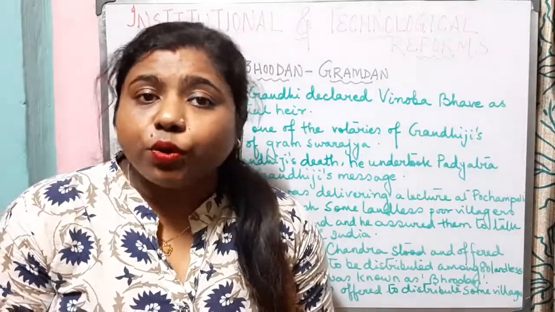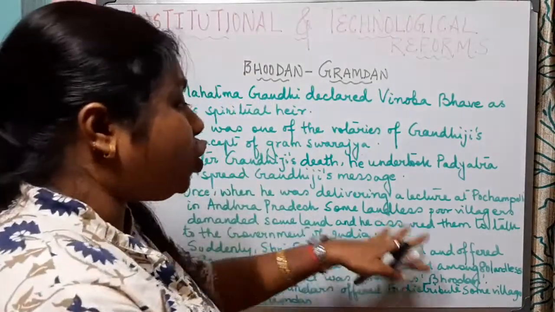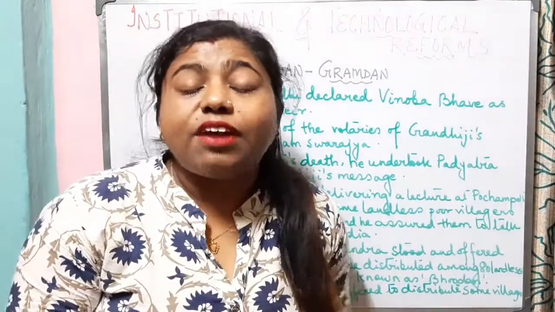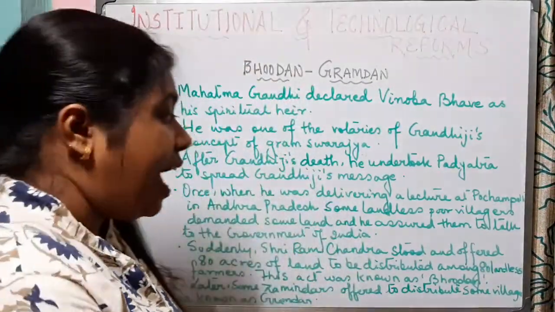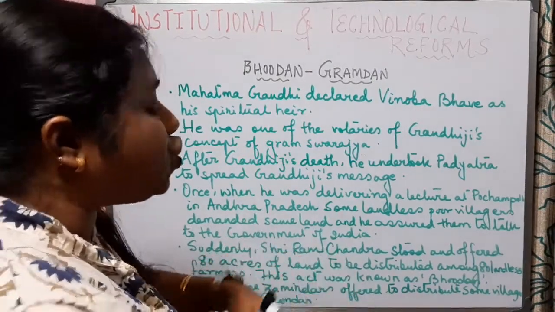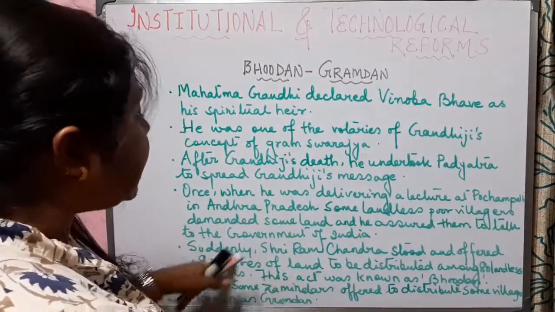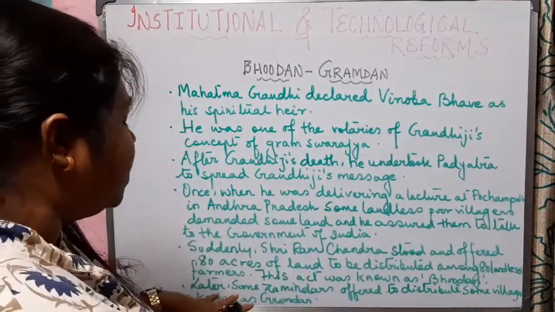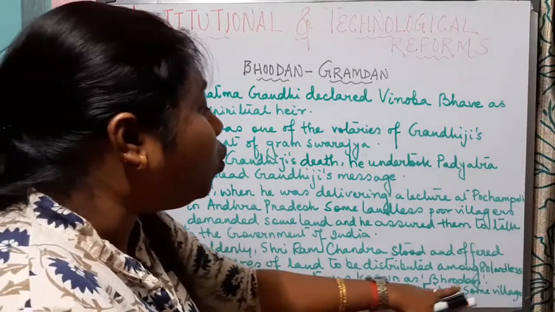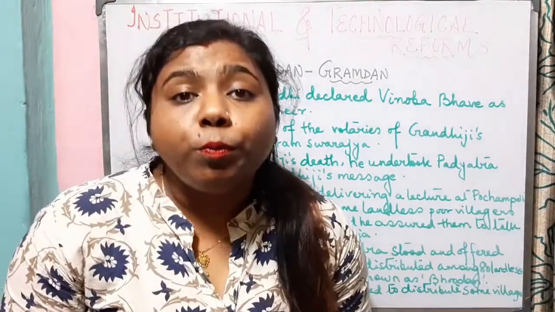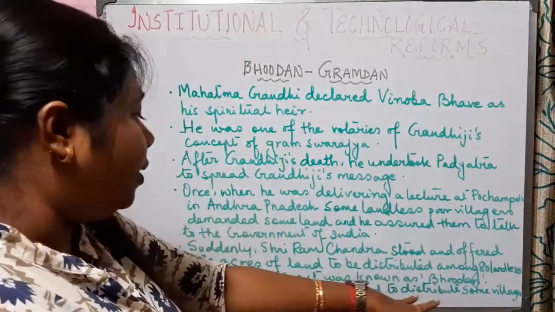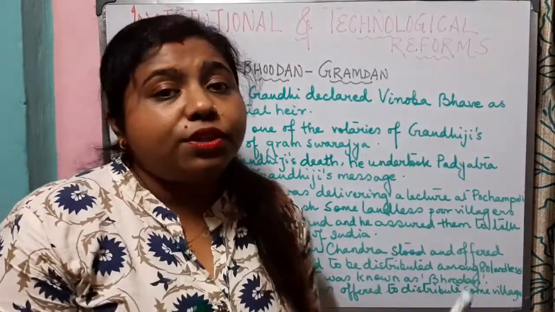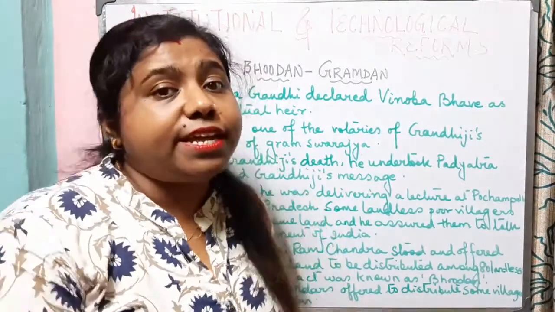Now at that time, Vinoba Bhave could not promise them, but he assured them to talk to the Government of India regarding the provision of land if they undertake the cooperative farming. At that time, suddenly Sri Ramchandra stood up and offered 80 acres of land to be distributed among 80 landless farmers. And this act was known as Bhoodan, that means Dan of Bhumi, that is referred as Bhoodan. Now after this act of Bhoodan, Vinoba Bhave also travelled to other villages so that he can spread his message.